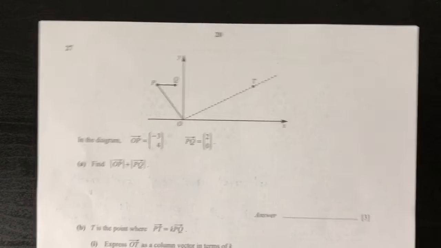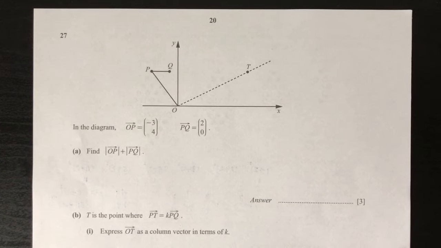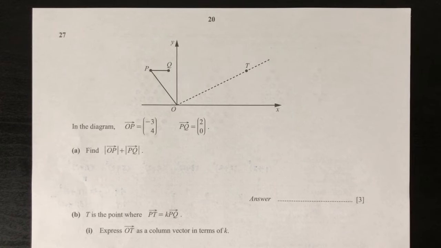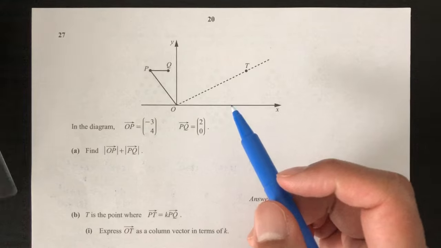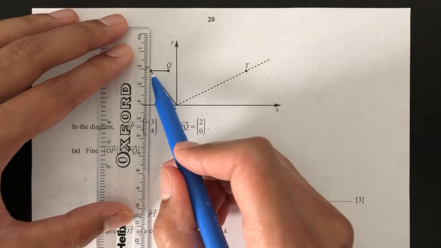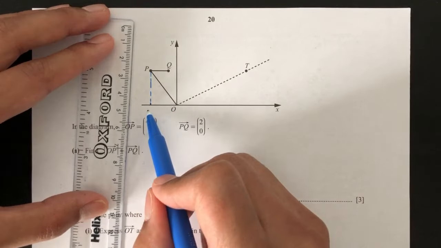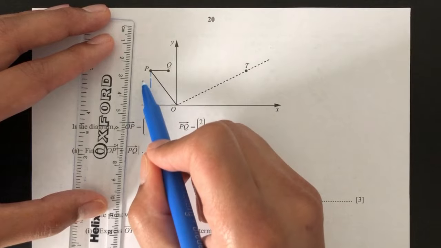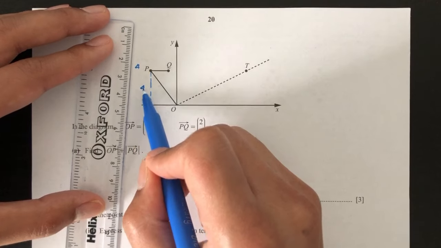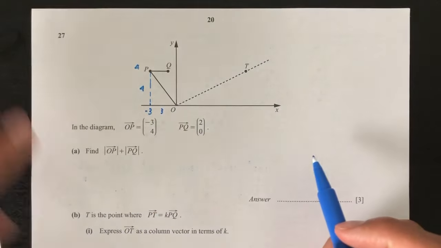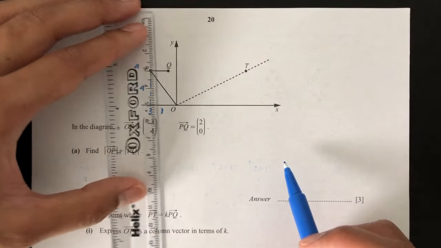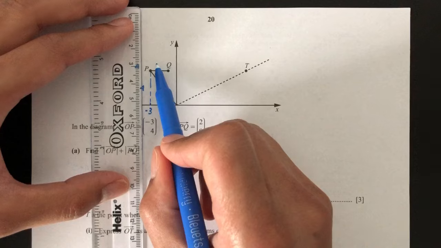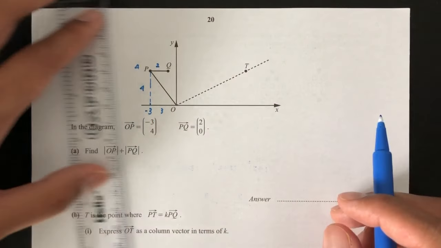That is question number 26. Now let's move on to your last question, question number 27. So in the diagram we have OP given to you by minus 3, 4. So basically what does it mean? It means that this distance here is minus 3, and this height is 4. Now PQ is given to you by 0, 2. So PQ, this distance, is 2.